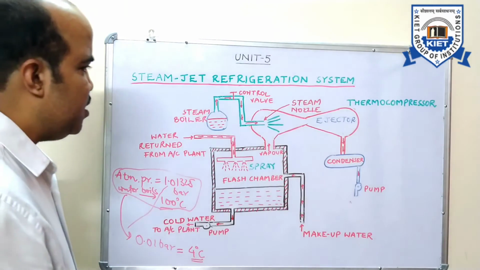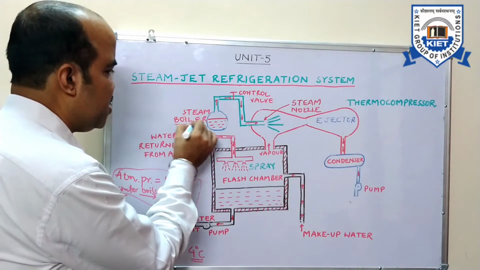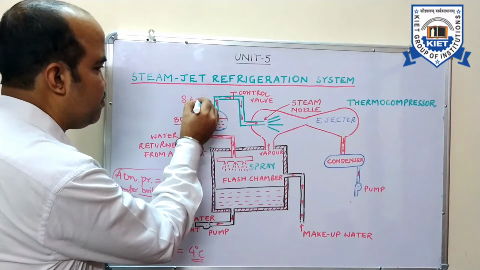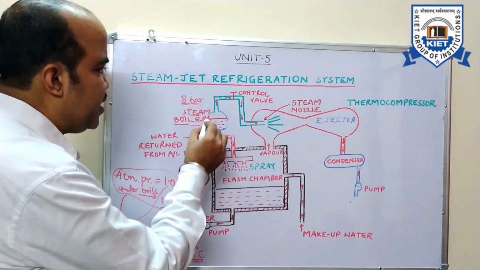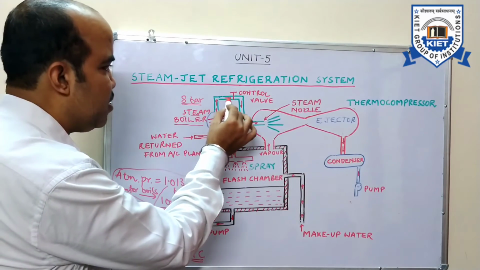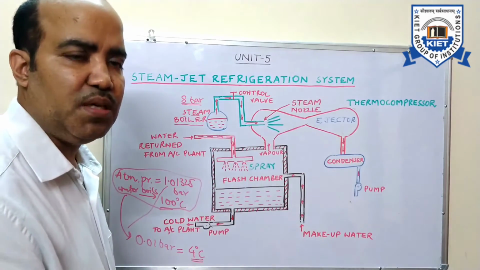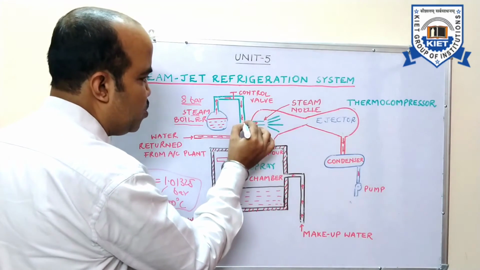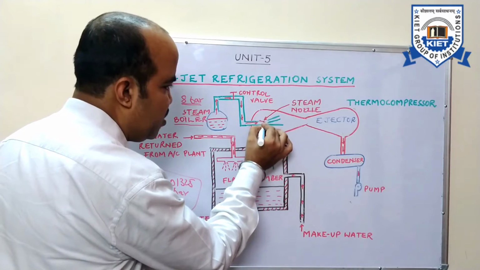Here we have a steam boiler in which steam is generated at a pressure of the order of 8 bar. Steam generated at this very high pressure is allowed to enter through the control valve, so we can control the flow rate of the steam with the help of the control valve. Then it passes through this pipeline, and finally we have a nozzle over here.